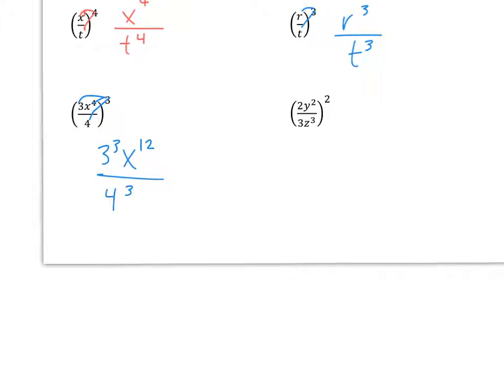Now I'm going to take this a step further, and I will go ahead and say what 3 to the third power is and 4 to the third power is. So 3 to the third power is 3 times 3, which is 9, times 3, which is 27, x to the 12th, all over 4 to the third power. 4 times 4 is 16, times 4 is 64. And so that would be my final answer for that third example. So again, simplifying when we can, 3 to the third and 4 to the third, we'll write down what that value is.